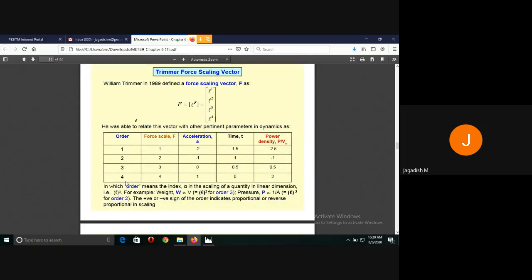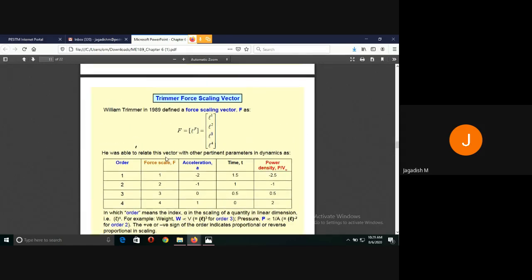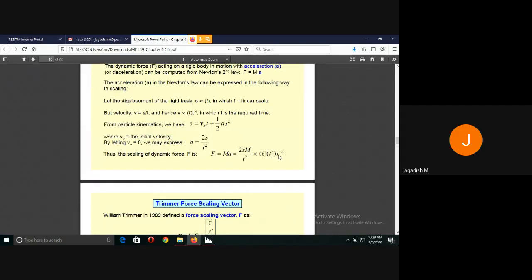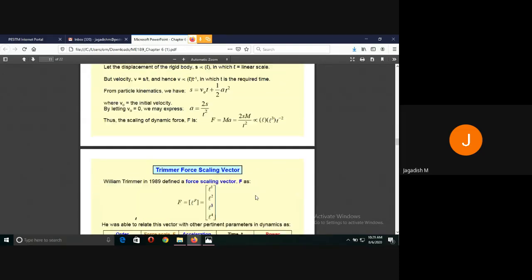And this is the order. Okay? Order is nothing but this exponent. So for example, if I write here L power 3, then its order is 3. So the force scaling vector is related to this order, 1, 2, 3 and 4. For acceleration and time, you can find it out. How? I'll tell you how to find it out.